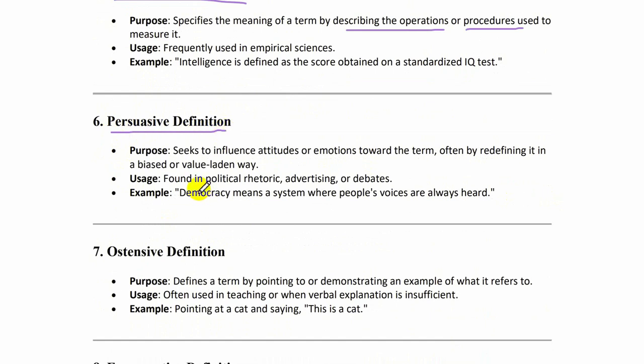Persuasive definition. It seeks to influence attitudes or emotions towards the term, often by redefining it in a biased or value-laden way, found in political rhetoric, advertising, or debates. Example, democracy means a system where people's voices are always heard. So here we are giving an emotional touch to the term and we are trying to influence the attitudes and emotions of the people towards that term. So when we say democracy, it evokes emotions in people.